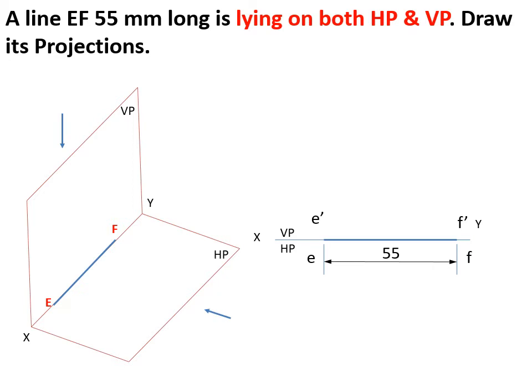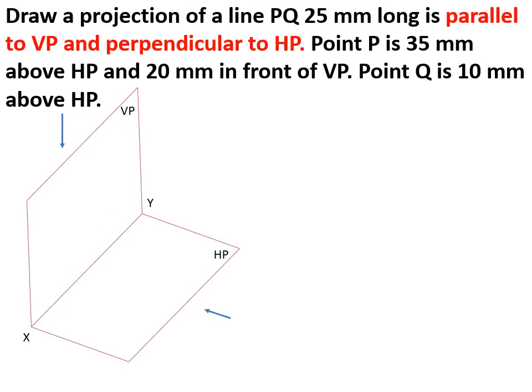You have to remember the first angle projection concept. E dash F dash is nothing but your front view. It is always above the top view. Length of the line is 55 mm. So whatever problems we discussed so far are line parallel to both the planes, line contained by one plane and inclined to the other, and line contained by both the planes. In the upcoming questions, we will solve line perpendicular to one plane and parallel to the other.